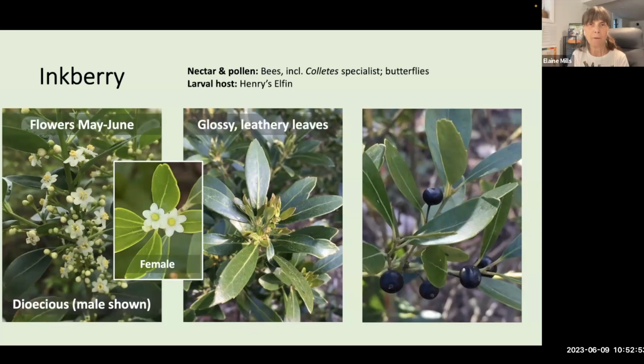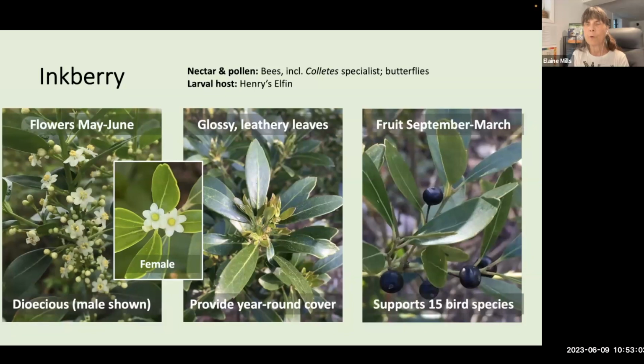The plant has glossy, leathery leaves. These will serve as a larval host for the Henry's elfin, and of course can provide year-round cover. Fruit will appear from September to March, supporting 15 bird species.